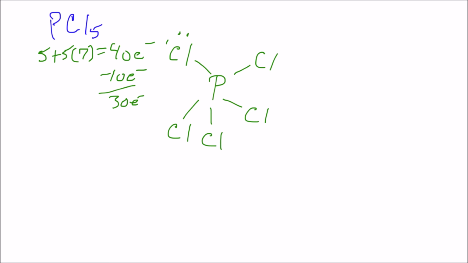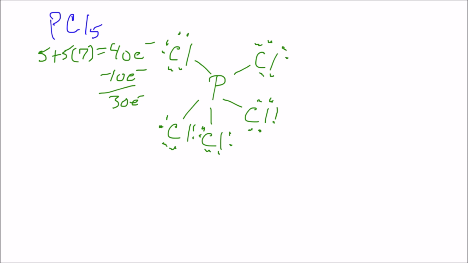So we've got 1, 2, 3, 4, 5, 6, 7, 8, 9, 10, 11, 12, 13, 14, 15, 16, 17, 18, 19, 20, 21, 22, 23, 24, 25, 26, 27, 28, 29, 30.